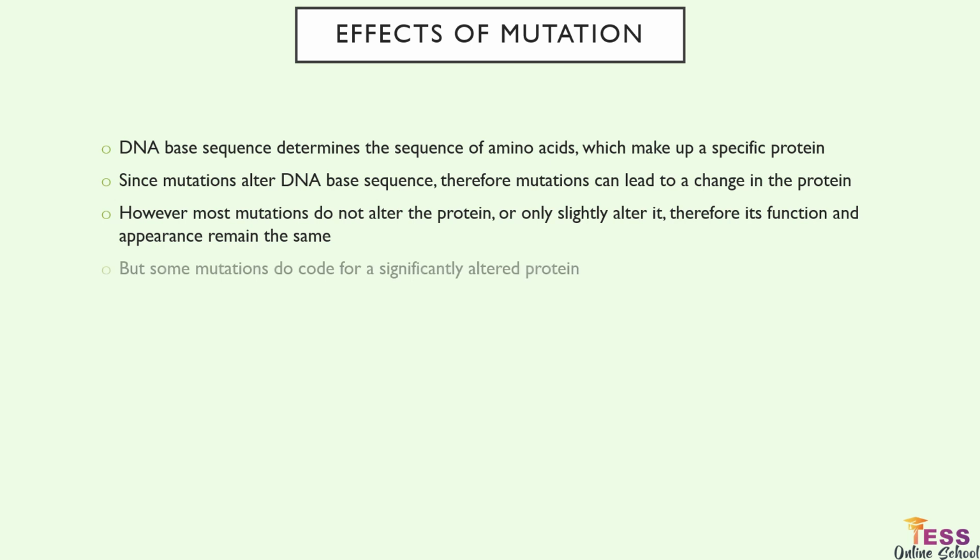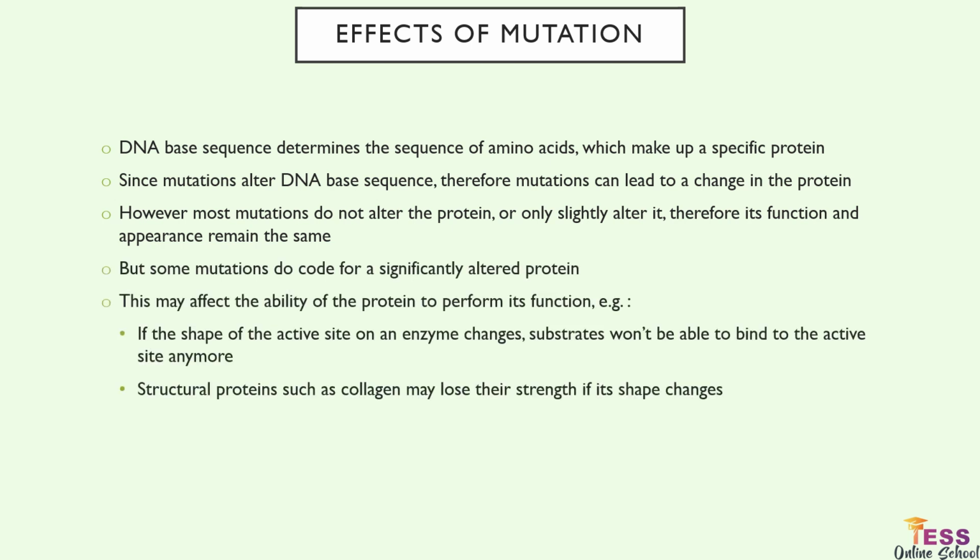But some mutations do code for a significantly altered protein. This may affect the ability of the protein to perform its function. For example, if the shape of the active site on an enzyme changes, substrates won't be able to bind to the active site anymore. Structural proteins such as collagen may lose their strength if its shape completely changes.